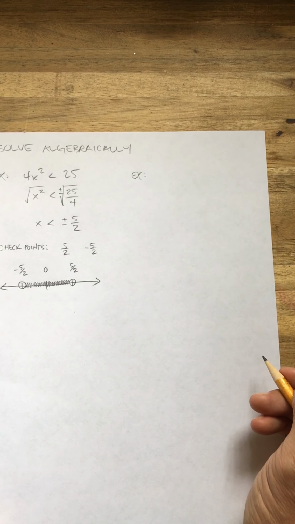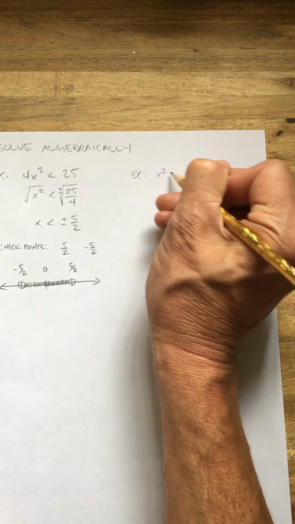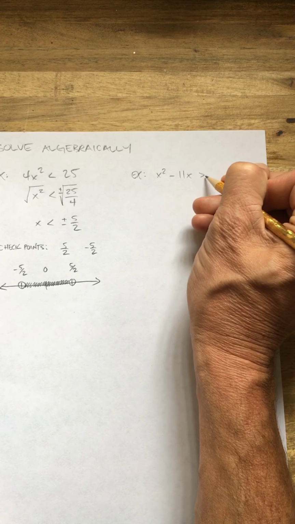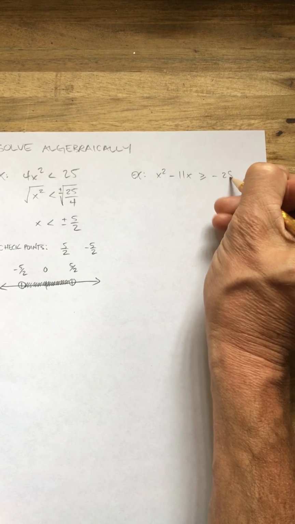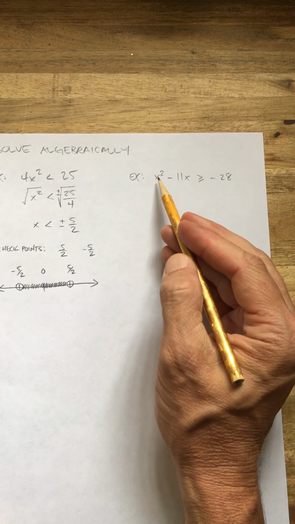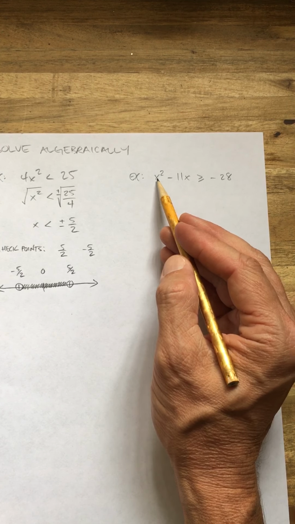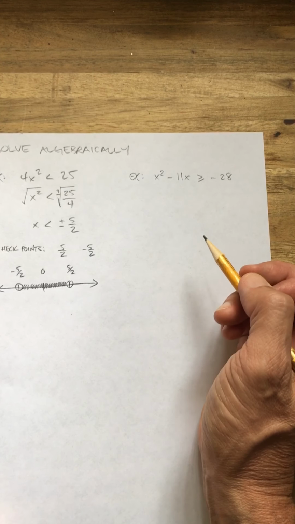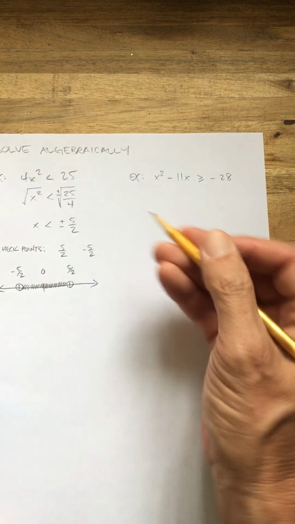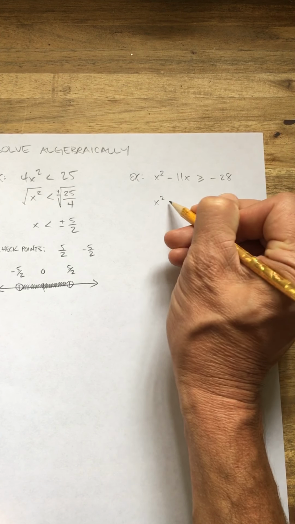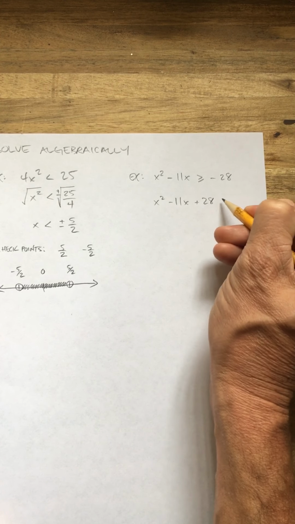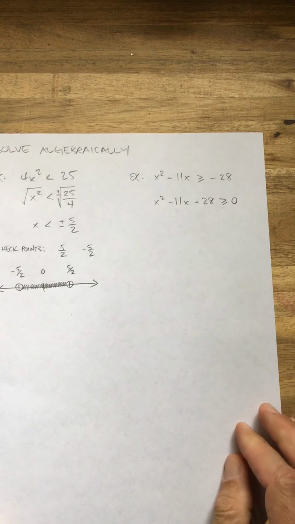We have x squared minus 11x greater than or equal to negative 28. All right, one thing I notice, it is quadratic. There's an a term, a b term, and a c term. Let's just go ahead and make it all in standard form, equal to 0. So bring that 28 over. So we get x squared minus 11x plus 28 greater than or equal to 0.